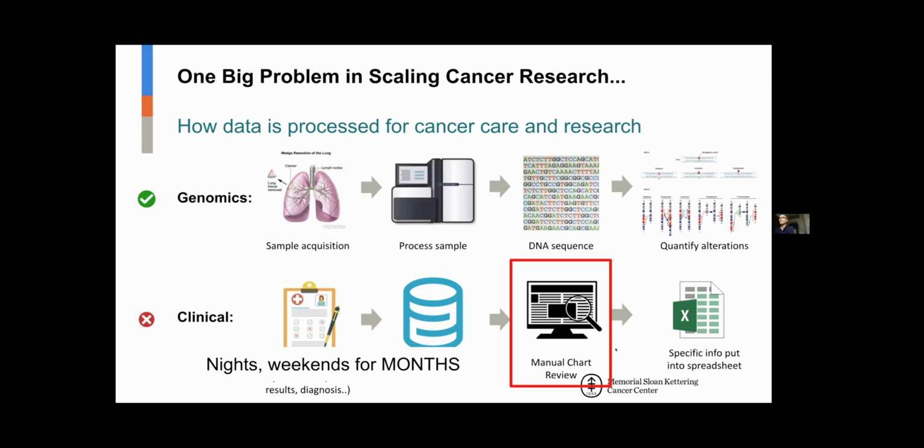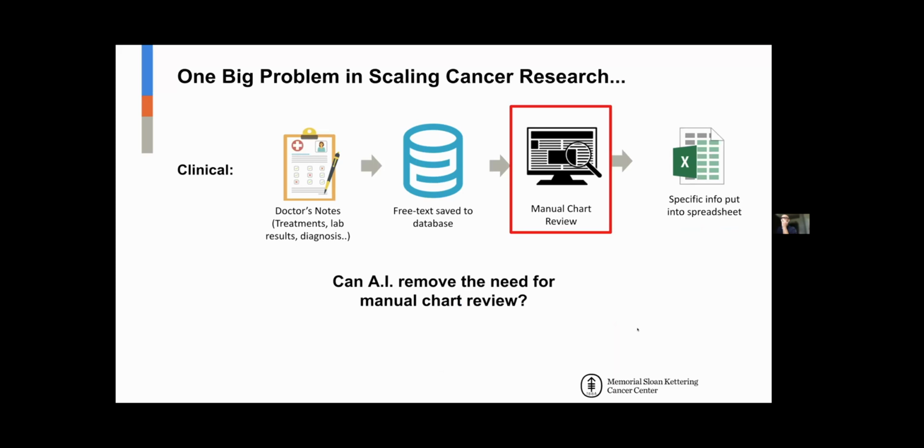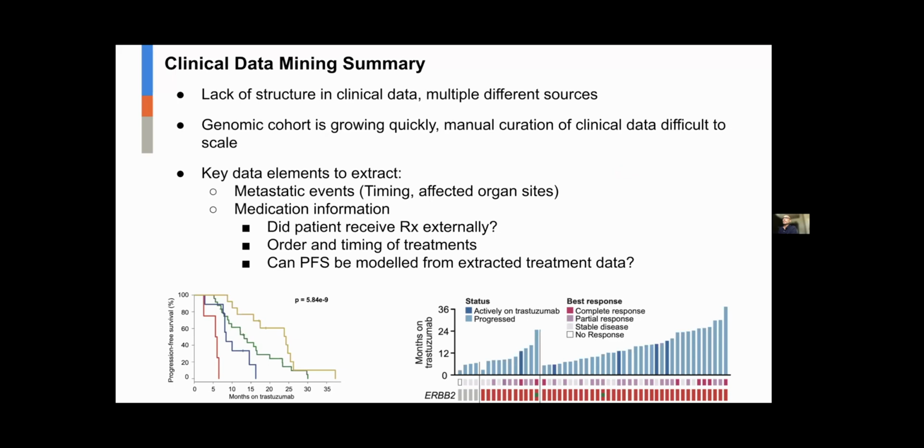It was such a waste of time, and there's a lot of money that goes into cancer, and spending it on something so mundane is just ridiculous to me. So I decided to go out and try to find more solutions on that. The hope is that we can use AI to remove the need for manual chart review, or at least accelerate it. So this is just a summary.